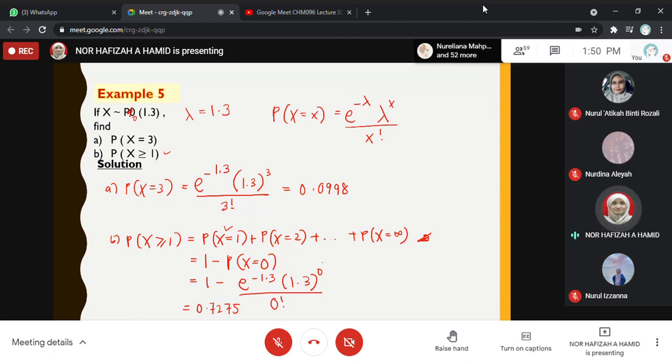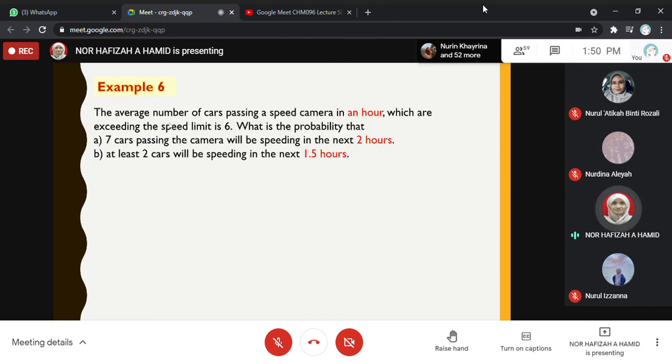And next, example 5 ni sama dia macam tadi, dia bagi direct in terms of distribution. Kalau you refer to example 6, dia bagi in terms of application. Okay, so kalau untuk application ni you kena hati-hatilah, you kena tengok you punya interval tu. Okay, so kalau you tengok example 6, dia bagi average number of cars passing a speed camera in 1 hour. So you punya average tu dia kata, okay, so dia punya cars tu is 6. So 6 ni refer to the 1 hour. Okay, so dia nak calculate what is the probability that 7 cars passing the camera will be speeding in the next 2 hours. So dia nak in 2 hours.